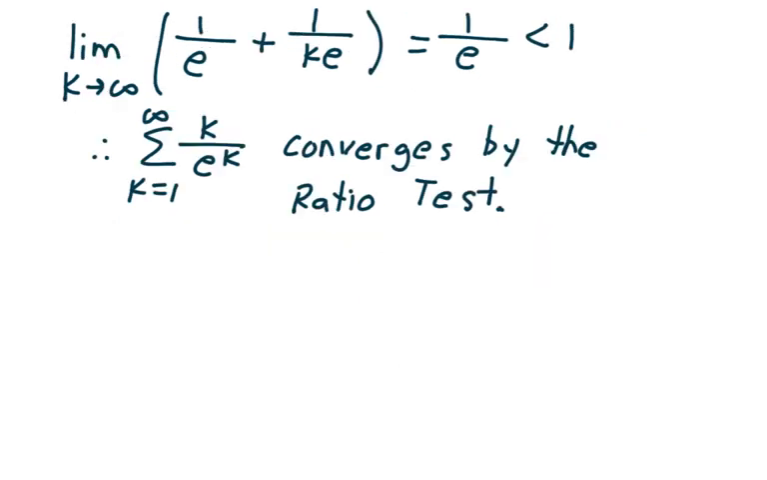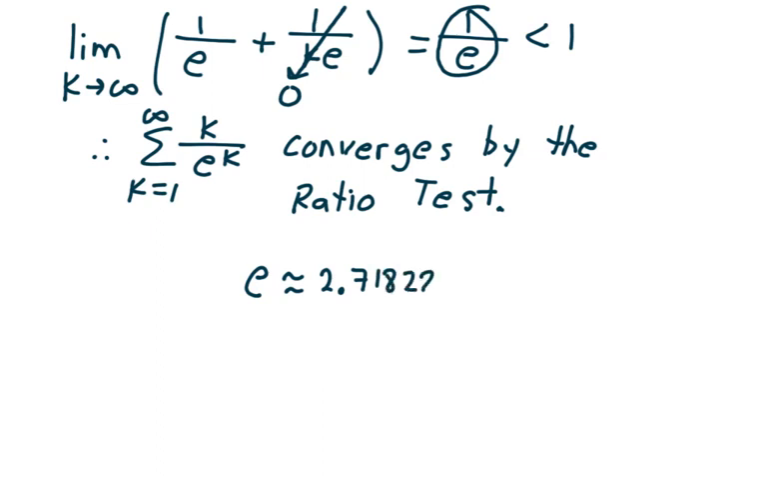And if we take a look at this limit, we're looking at the limit as k goes to infinity of 1 over e plus 1 over ke. But remember, as k gets large, this second term goes to 0. And so you get 1 over e. Now, don't forget, e is approximately 2.71828, etc. And so 1 over e is smaller than 1. And so that tells me that the summation from k equal 1 to infinity of k over e to the k converges by the ratio test.